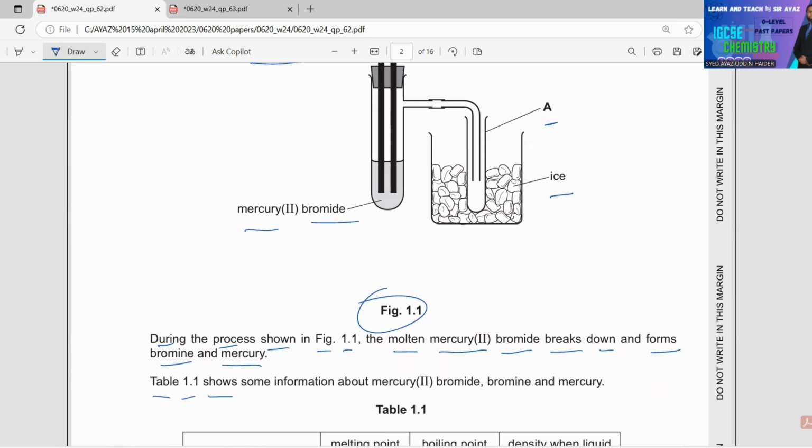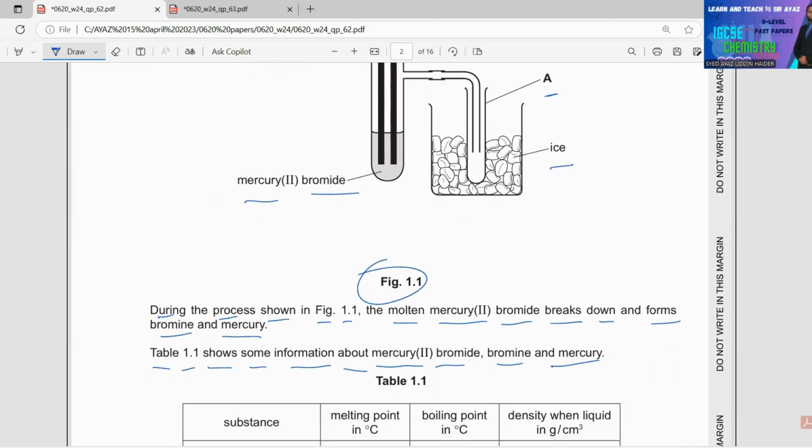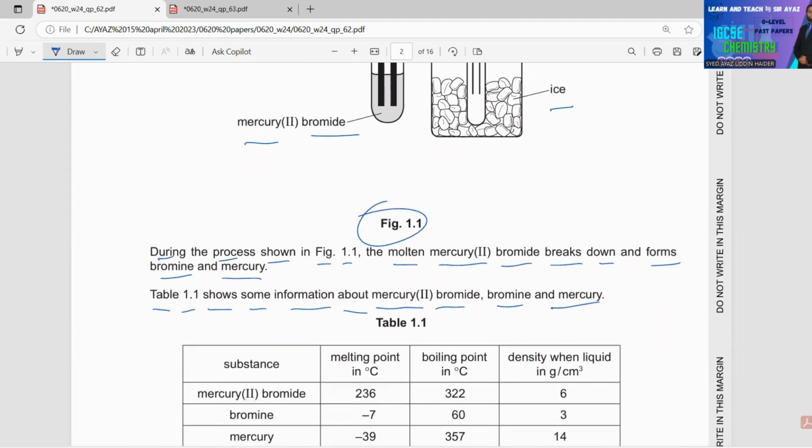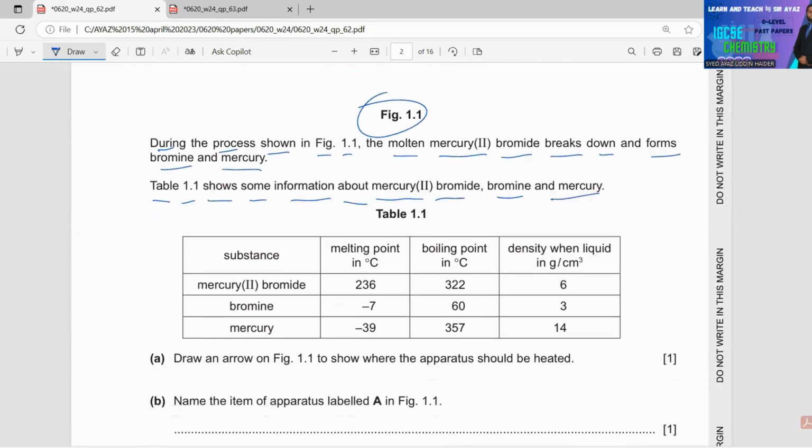Table 1.1 shows some information about mercury(II) bromide, bromine, and mercury. So this is table 1.1. Substances: we have mercury(II) bromide, bromine, mercury. What they gave us: melting point, boiling point, density when liquid in gram per centimeter cube. A. Draw an arrow in figure 1.1 to show where the apparatus should be heated.